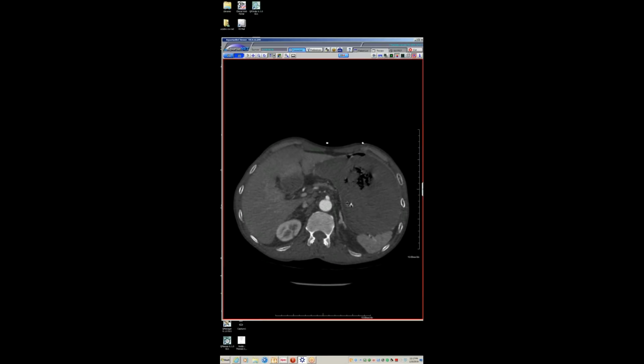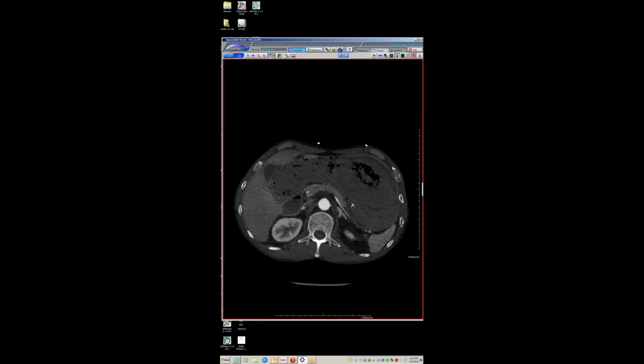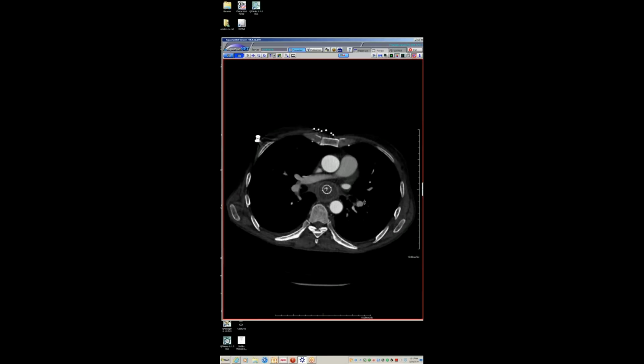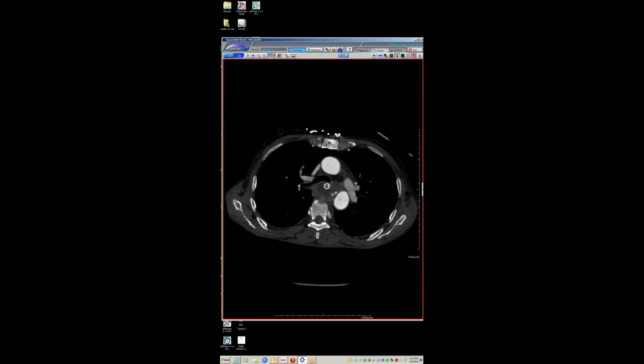The other nice thing about this study, if you ever want to see shock adrenals, the adrenals are about as white as the renal cortices. And then you're looking for the bleeder. Well, there it is. So big bleeding vessel.